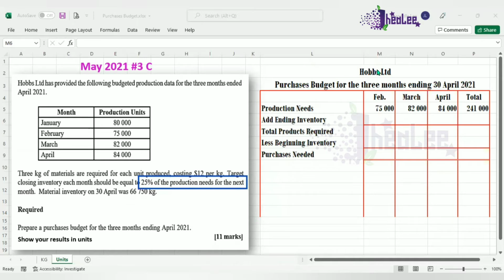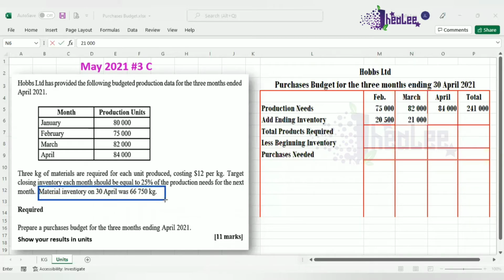So we're in February. To get February's ending inventory, we need to ascertain 25% of March production needs, which is 25% of 82,000. After calculation, we get an amount of 20,500 units. For March, we find 25% of April's production needs, that's 25% of 84,000, and that gives us an amount of 21,000 units.